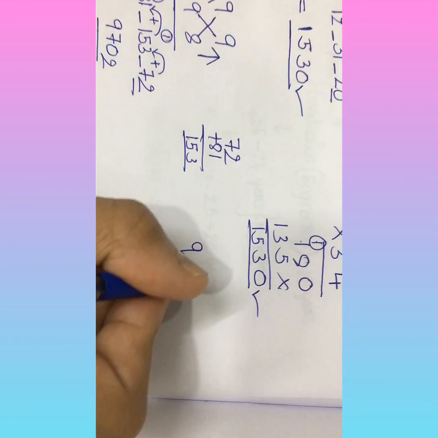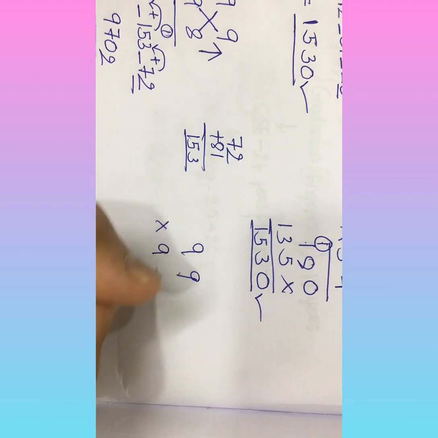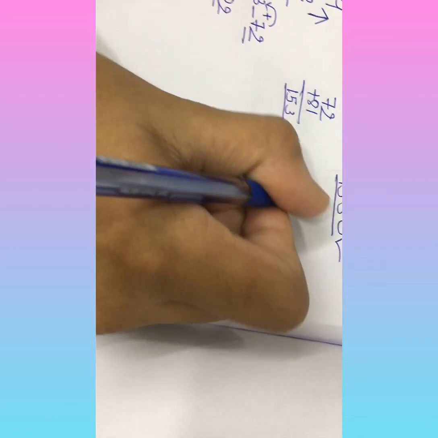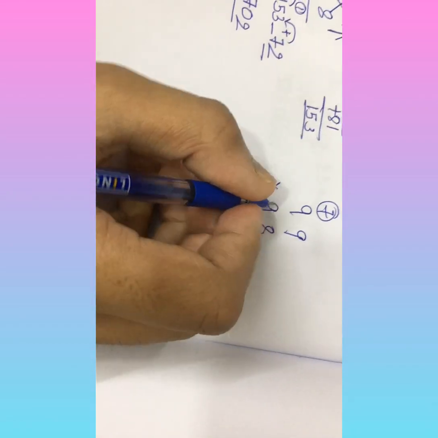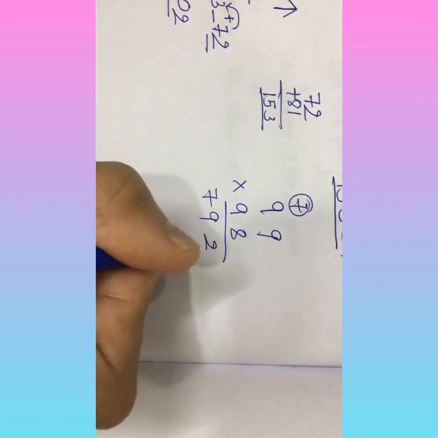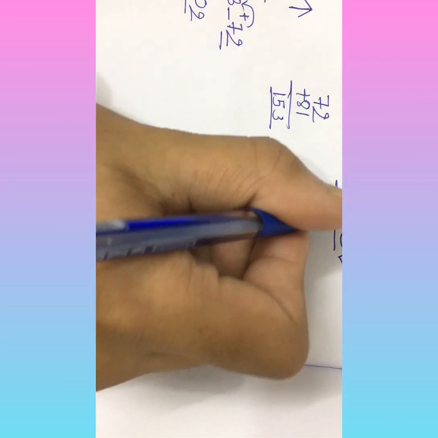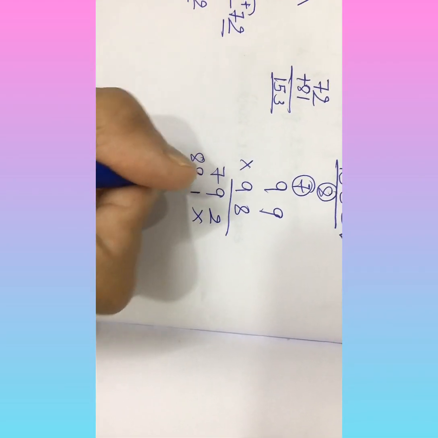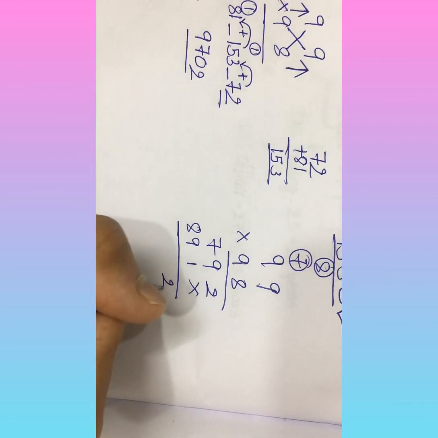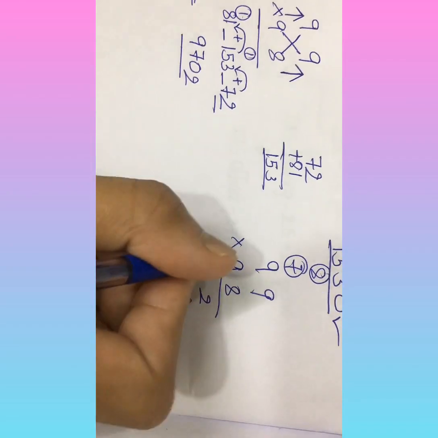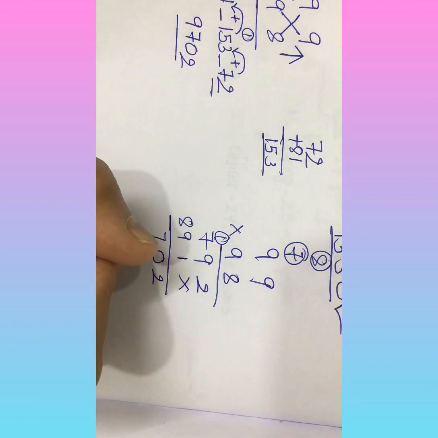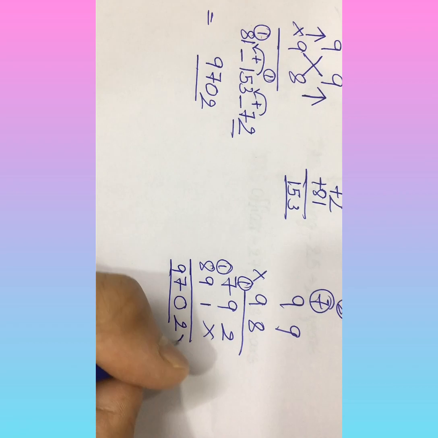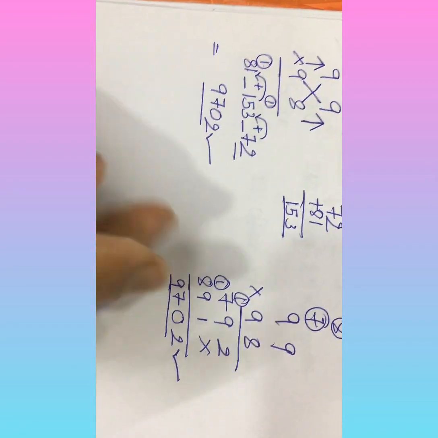Let's check that. 99 into 98. 9 into 8 is 72, and 9 into 8 plus 7 is 79. 9 into 9 is 81, and again 9 into 9 plus 8 is 89. So 2 as it is, 9 plus 1, 10, and 9 plus 1 plus 7, 17. So 1 carry, 9702. So we got 9702 and 9702.